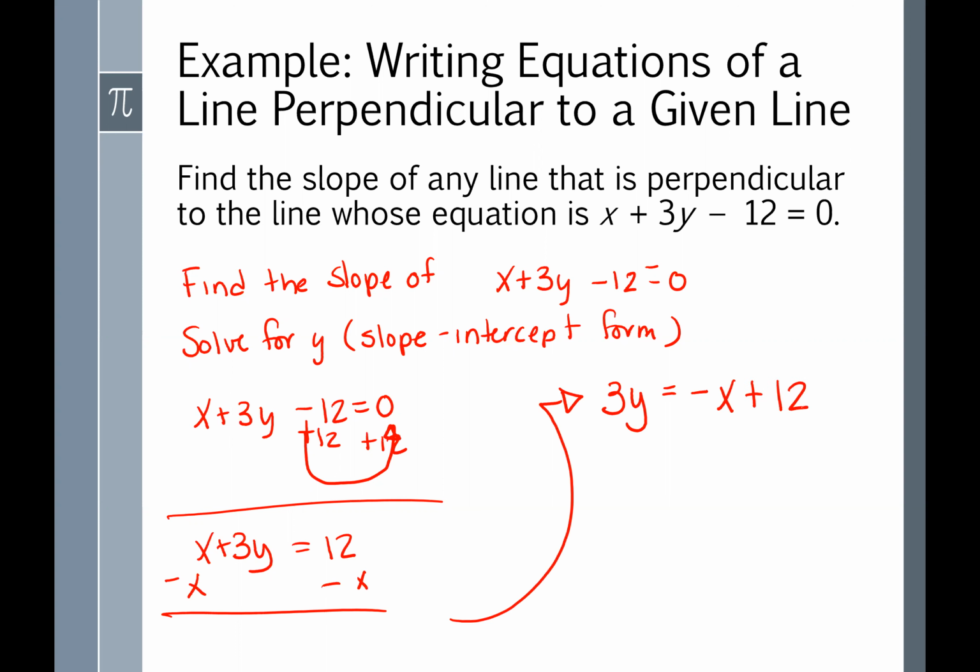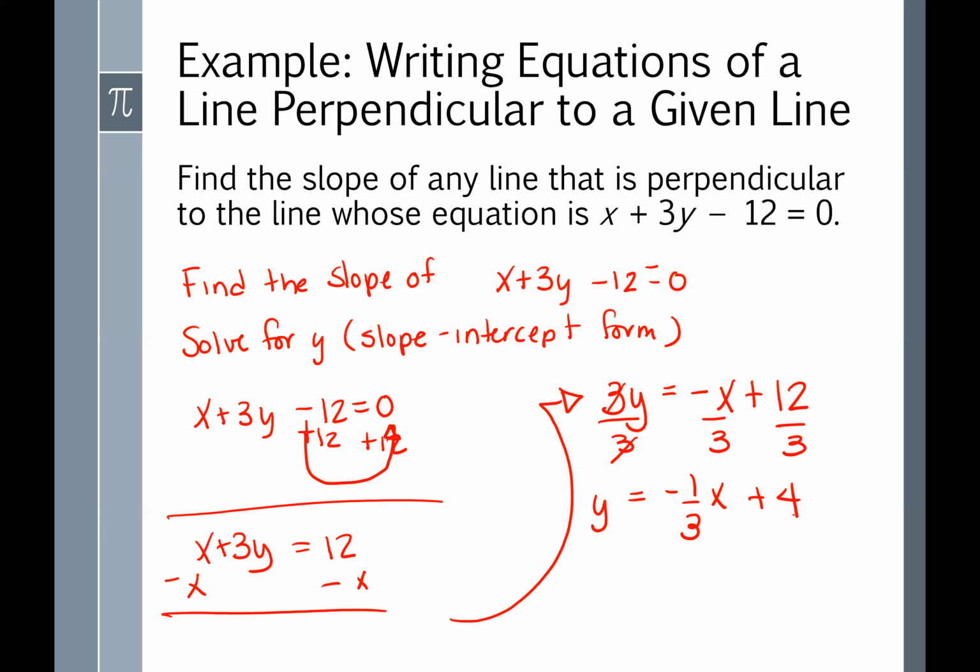So if I move a positive x from the left-hand side to the right-hand side, it's going to become minus x. And then I'm going to divide by 3. I'm just going to divide everything by 3. 3 divided by 3 is 1. I have negative x over 3. I'm going to write that as -1/3 x. And then I have 12 over 3, which is 4.